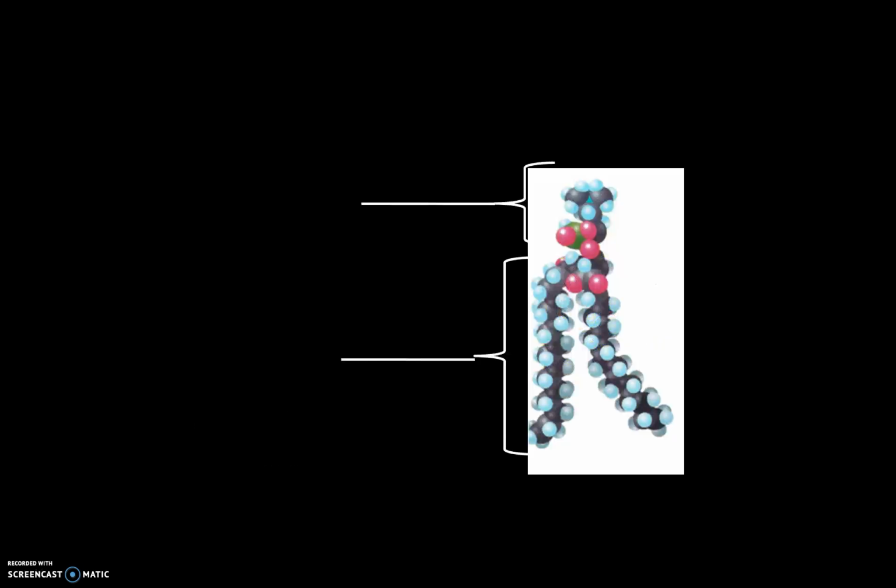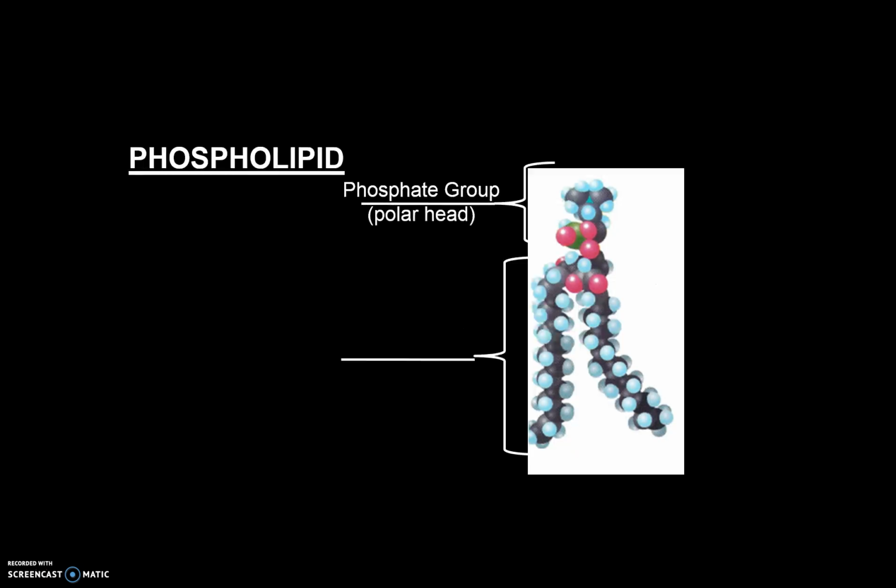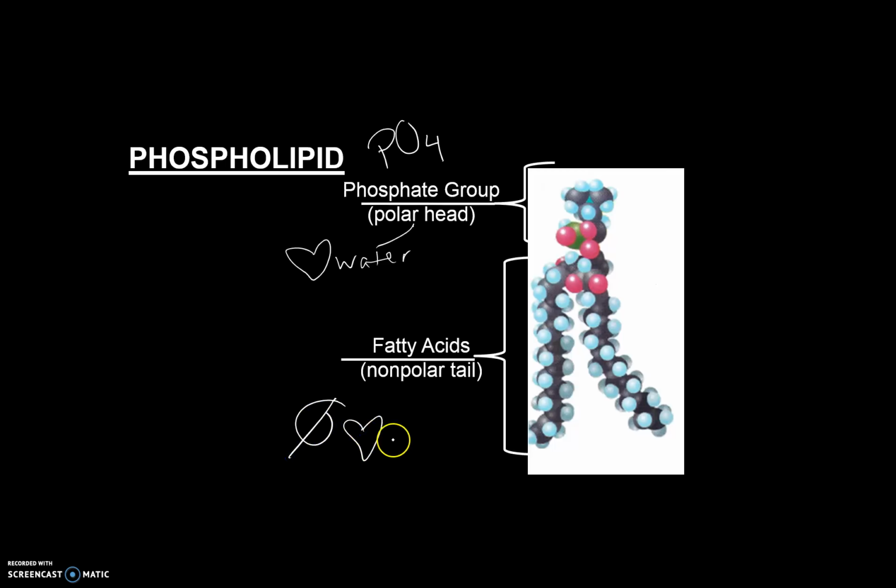Next would be diagramming the phospholipid itself. We know that it's a phospholipid not only because I'm telling you, but because it's going to have the two parts of the phospholipid. We have the phosphate group, which phosphate can be abbreviated PO4. It is polar, which remember that means that it likes water, and it can be dissolved in water. The other part are the fatty acid tails, nonpolar, so does not love water, and water will not dissolve it.